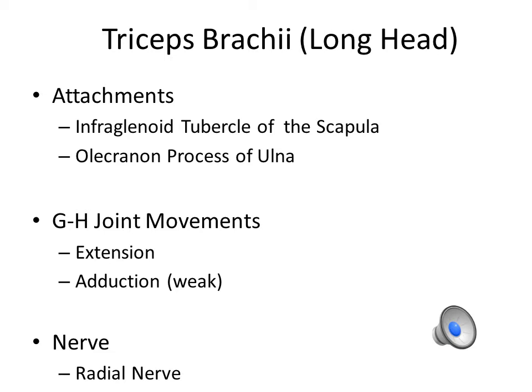The attachments of the long head of triceps brachii are the infraglenoid tubercle of the scapula and the olecranon process of the ulna. The movements that occur at the glenohumeral joint are primarily extension, but also some weak adduction of the glenohumeral joint. The triceps brachii is innervated by the radial nerve.